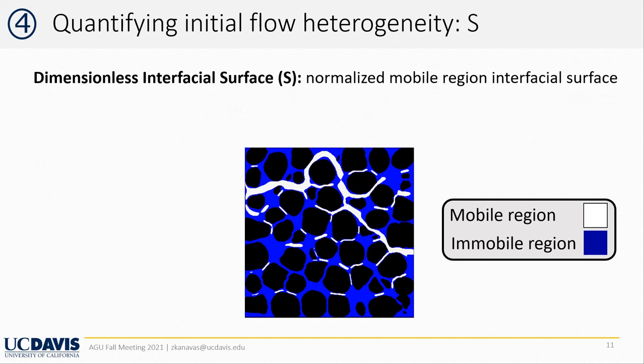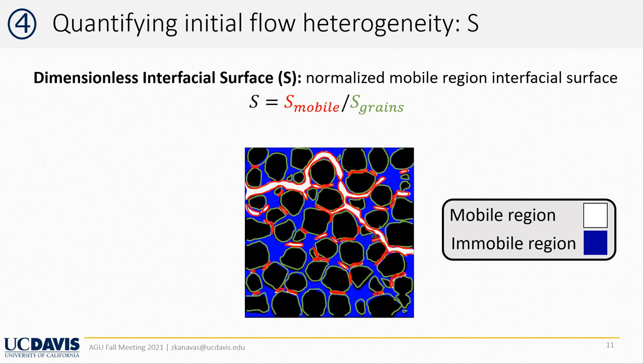The fourth heterogeneity metric is the interfacial surface of the mobile region. Similar to the volume metric, mathematically, this is the interface of the mobile regions divided by that of the grains. In this metric, we are capturing the interfacial surface where mixing is hypothesized to occur.